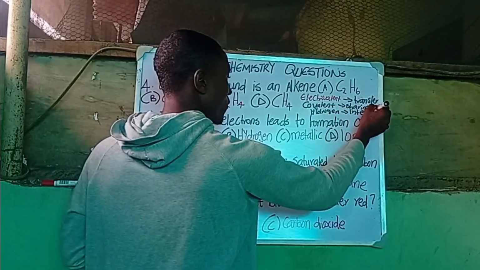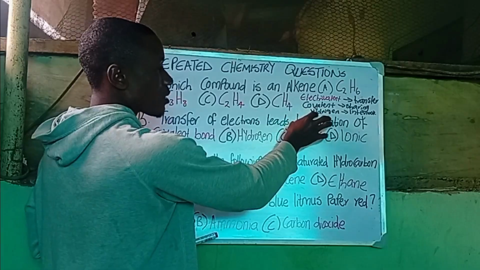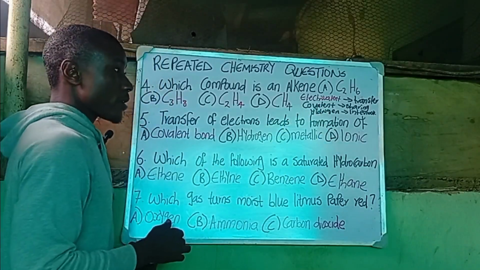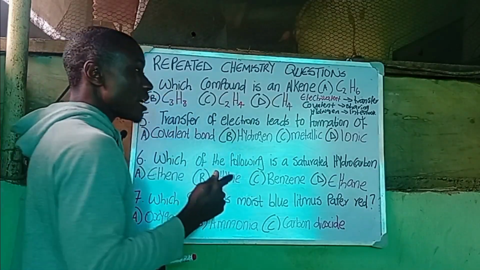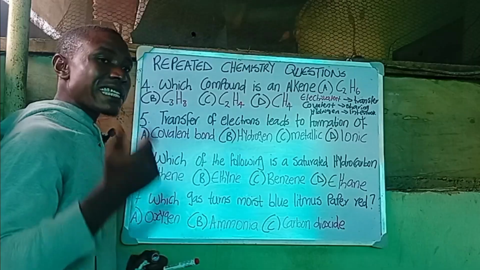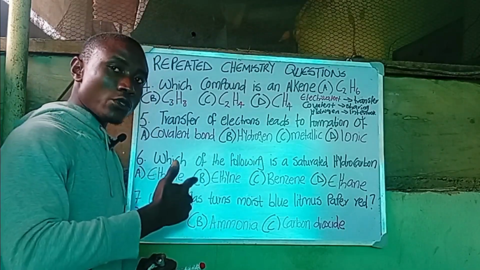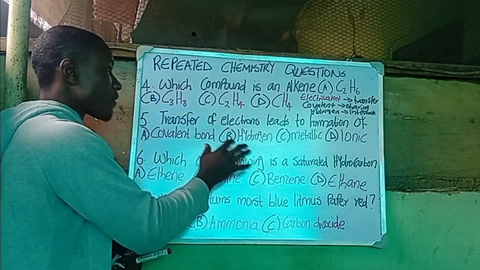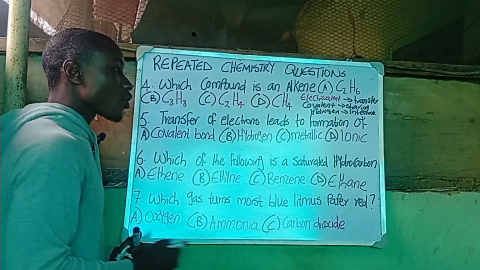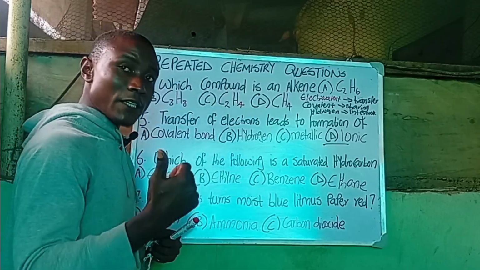Intermolecular force. So we have the electrovalent bond, we have the covalent bond, we have the hydrogen bond. Like I said, another name for the electrovalent bond is the ionic bond, and this is a type of bonding that involves the total transfer of electrons. The transfer of electrons leads to the formation of what is known as the ionic bond, which is option D.